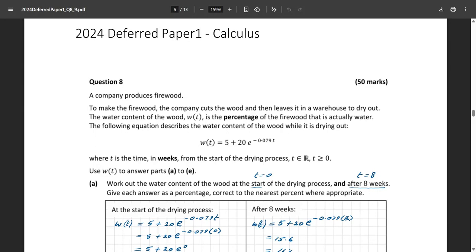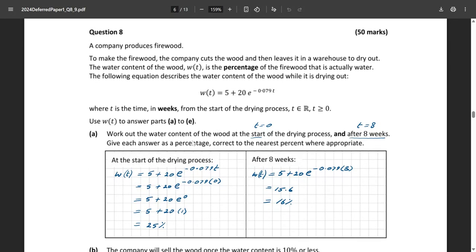Okay, so the first part of the question is to work out the water content at the start of the drying process. So the basic idea is you've got this wood, it's drying out, there's a percentage of water in it at all stages, and common sense tells us the water will go down to zero eventually, it'll totally dry out. It's only a matter of what is the time it takes to do that. And that's what the equation is working out for us.